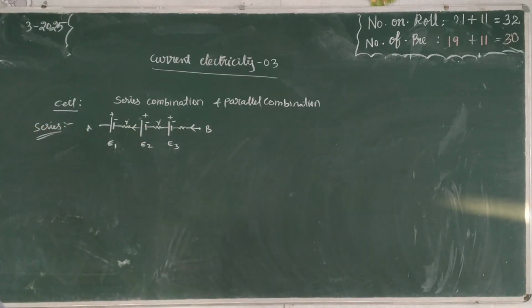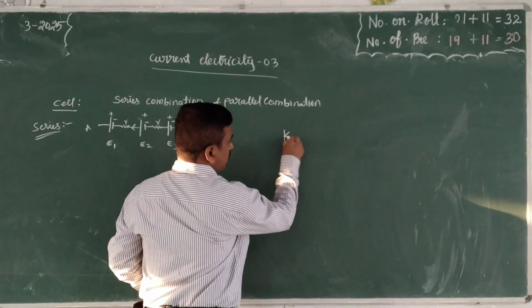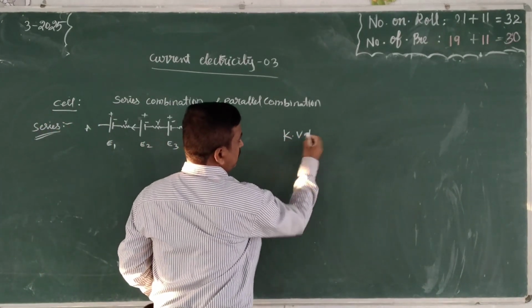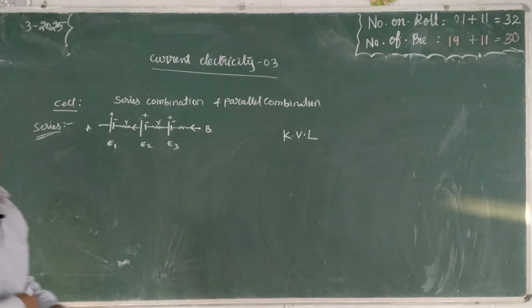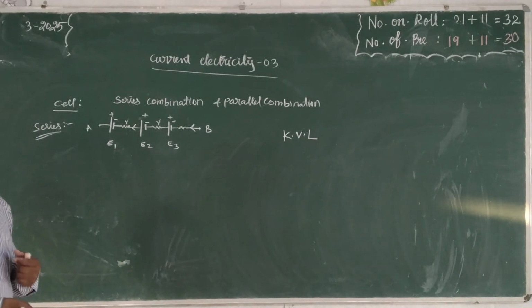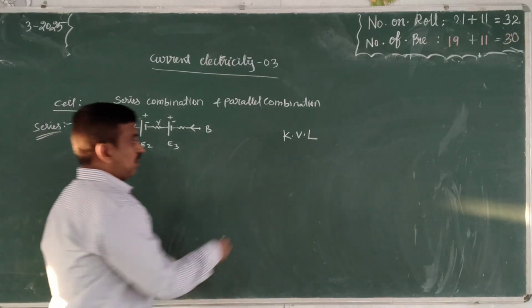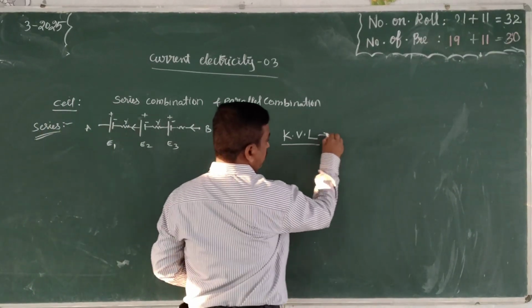Before discussing this series combination, we first discuss KVL. KVL means Kirchhoff's voltage law. By using this, we can find the equivalent EMF when cells are connected in series, and the equivalent internal resistance when cells are connected in series. For that, we use KVL, Kirchhoff's voltage law.